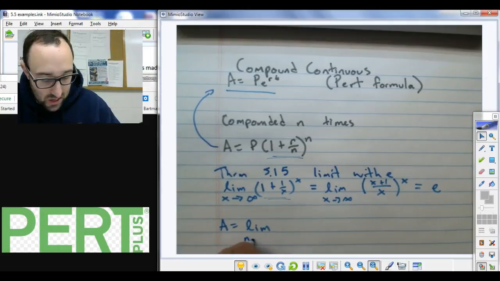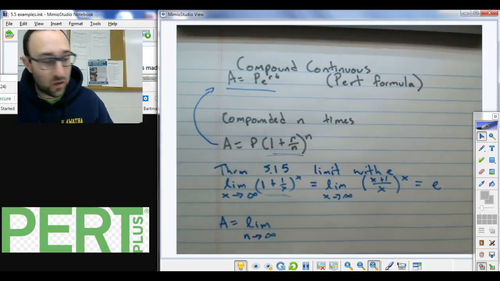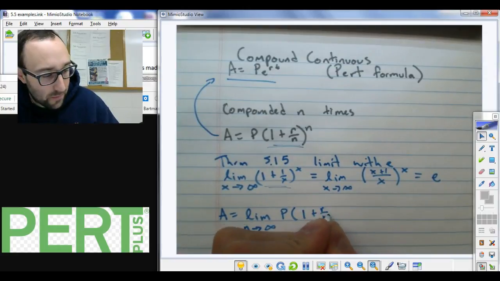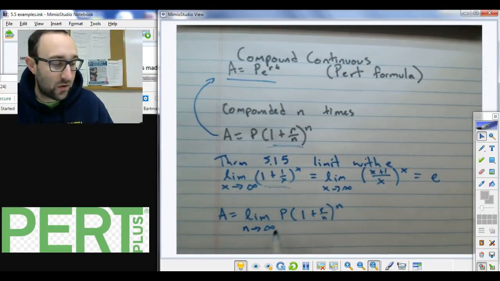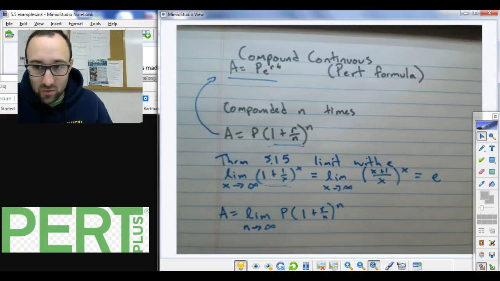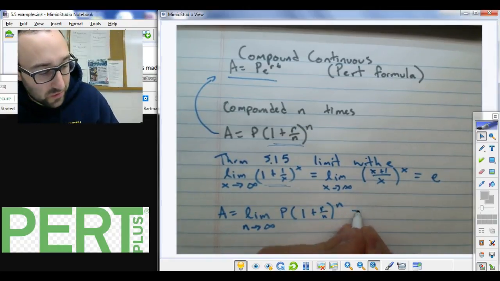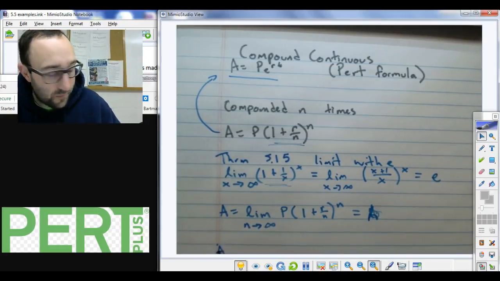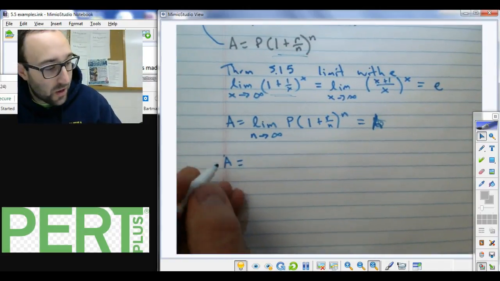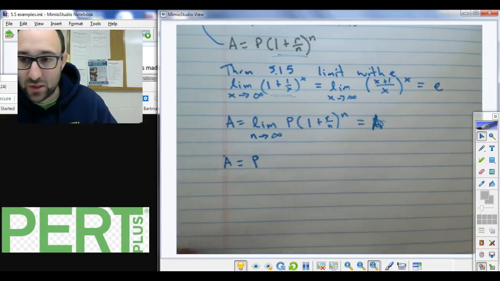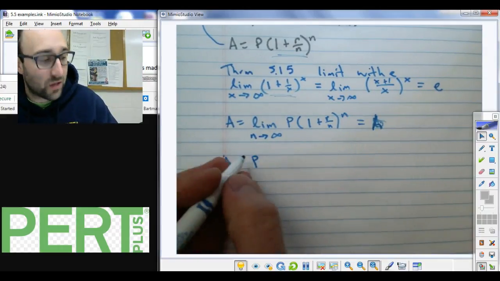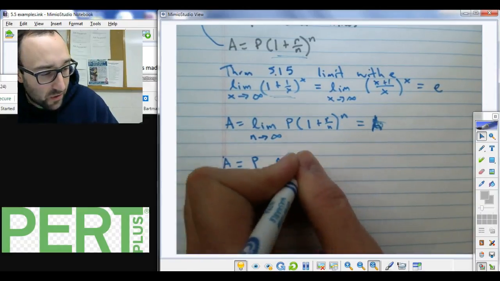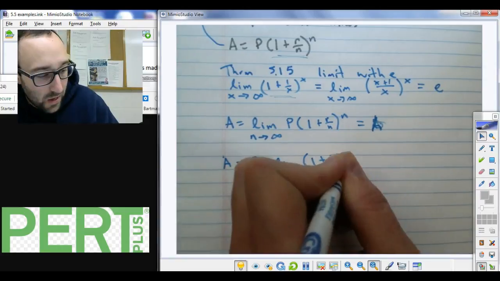Alright, so the first thing we're going to say is A equals, let's take this n value and go to infinity of P times 1 plus r over n to the n, right? Because n was just replacing x. So as n approaches infinity, A equals, we're going to just say the principal. The principal is not going to change no matter what n is, so that's going to be the same. We're going to say the principal times the limit as n approaches infinity of 1 plus r over n to the n.